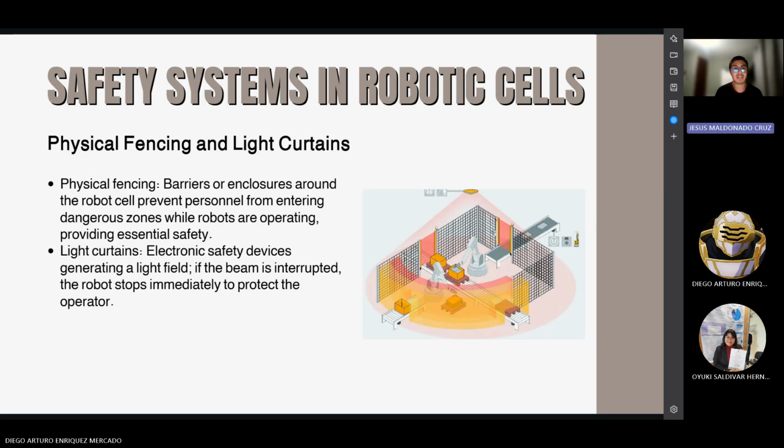The safety systems in robotic cells: physical fencing and light curtains. Physical fencing, barriers or enclosures around the robot cell, prevents personnel from entering dangerous zones while robots are operating, providing essential safety. Light curtains are electronic safety devices that generate a light field. If a beam is interrupted, the robot stops immediately to protect the operator.